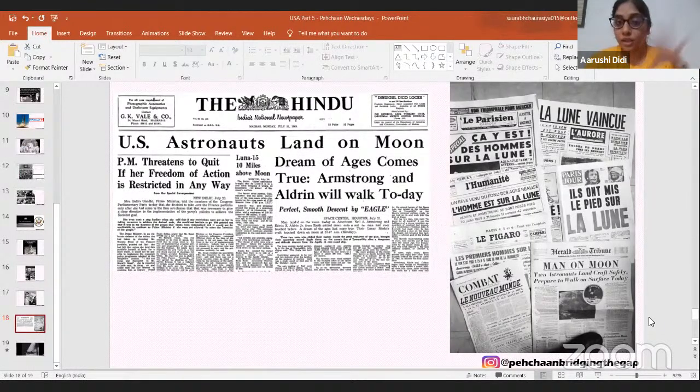On the right hand side, you have newspapers from different languages, like La Lune. These are not languages that we understand, right? Some of you might, I don't. But these are foreign languages because these are newspapers of different countries. Everybody is talking about the same thing, that USA has reached the moon. USA is the superpower. USA has fulfilled the dream of thousands of millions. Okay. Yes. So with this, we come to an end.